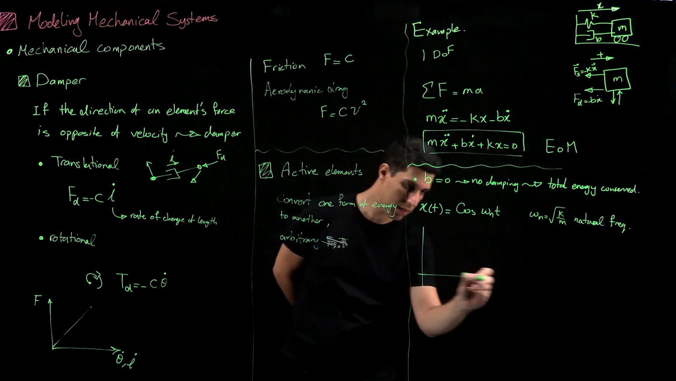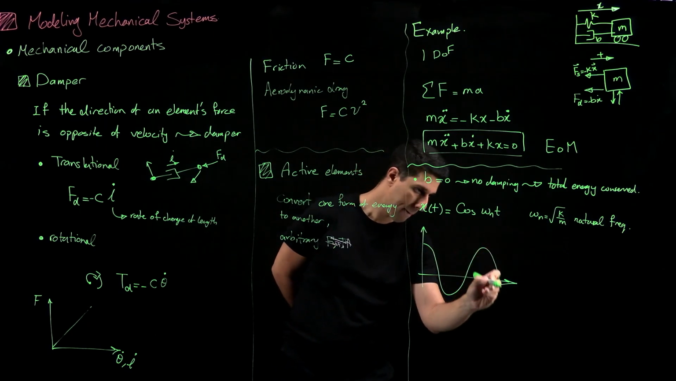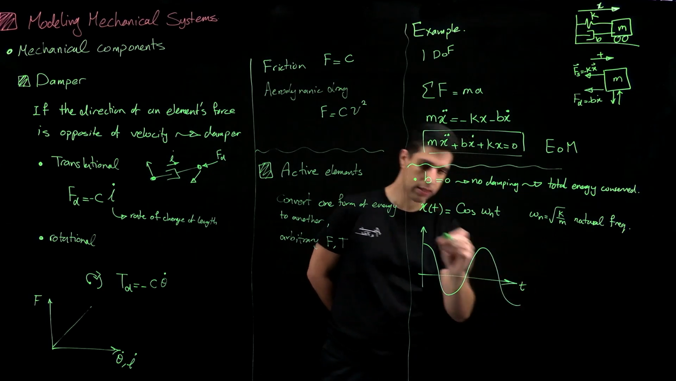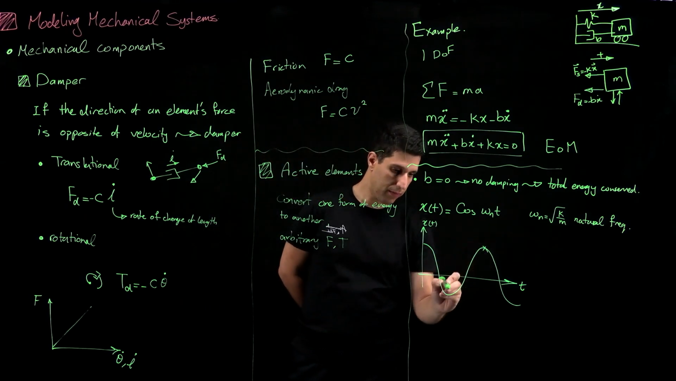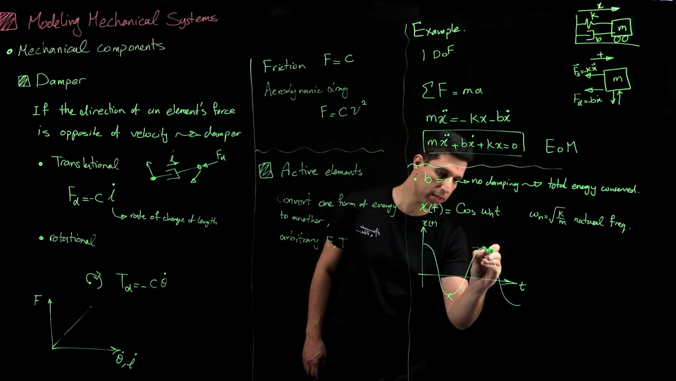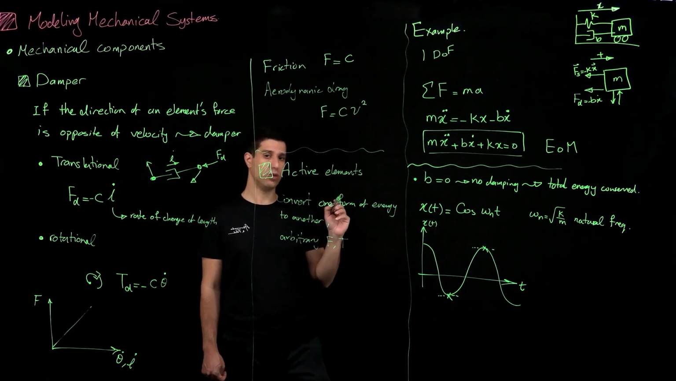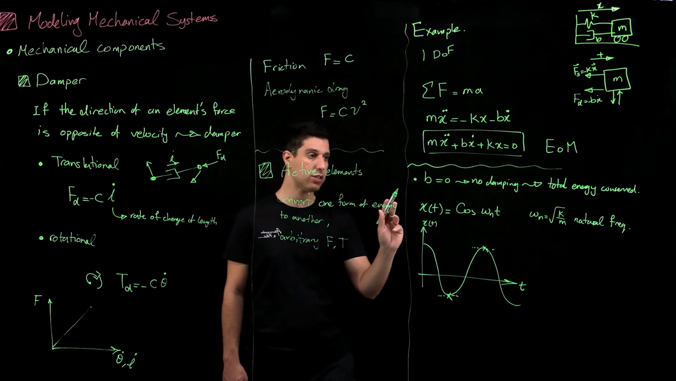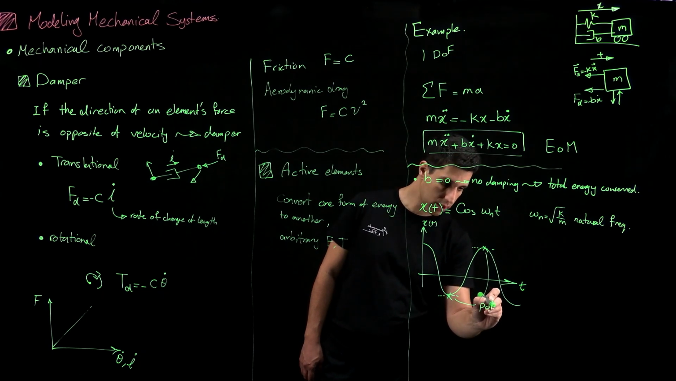And the system's response looks like this. It starts from 1, and it's a cosine function that goes back and forth. This is t, x of t. And in the extremums of this curve, these are where you can see the slope of this curve is 0. The slope of x, or derivative of x, is velocity. So I don't have velocity here, meaning that there is no kinetic energy at those points, and the entire energy is potential energy only.